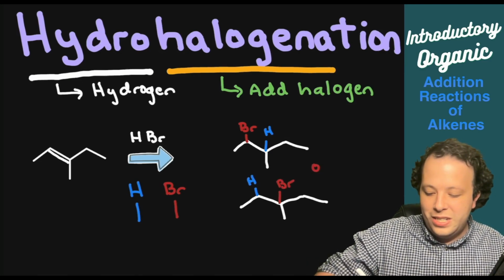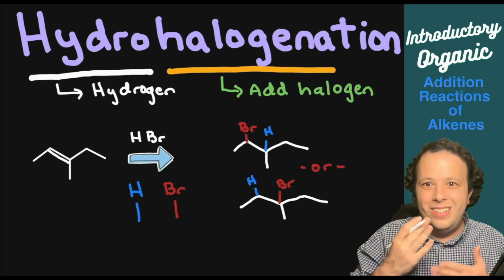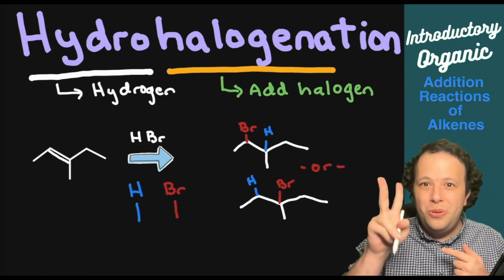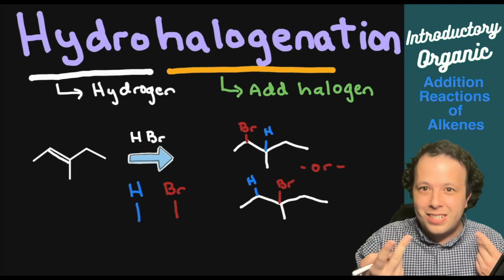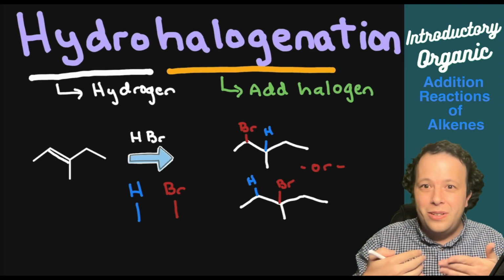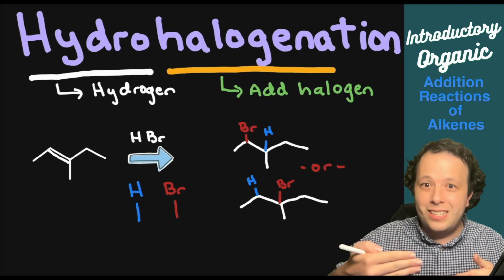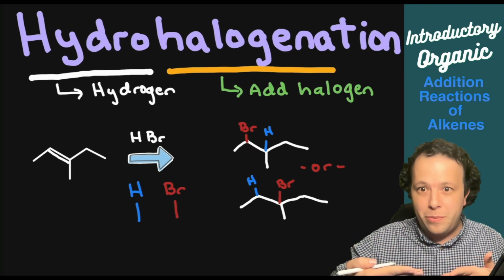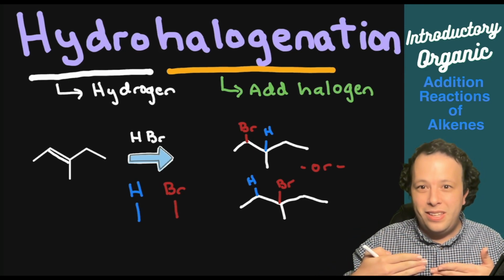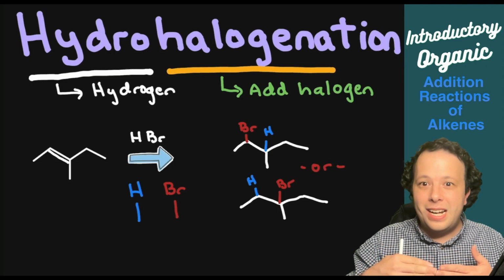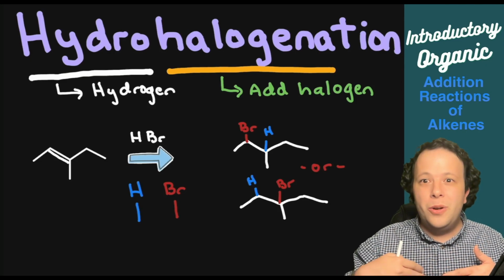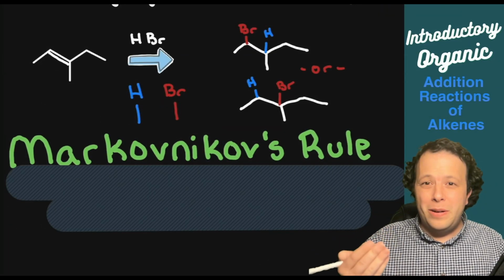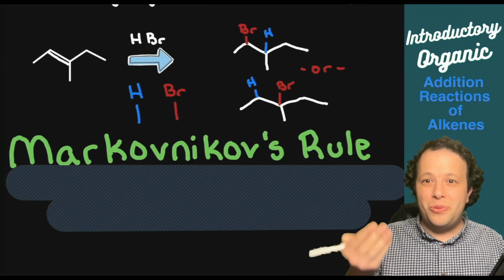Now, the question is, well, which one is true? We have two different options of products. So what we actually have to do is we have to be able to predict the correct or the major product that is formed within a reaction. So how exactly do we do that? Well, we're going to go off the following rule. So the following rule is all about, it's called Markovnikov's Rule.